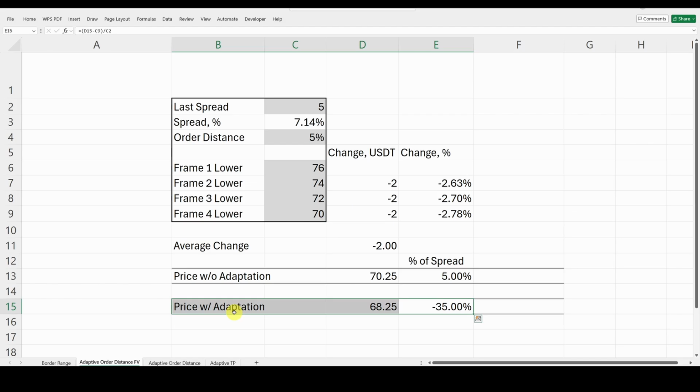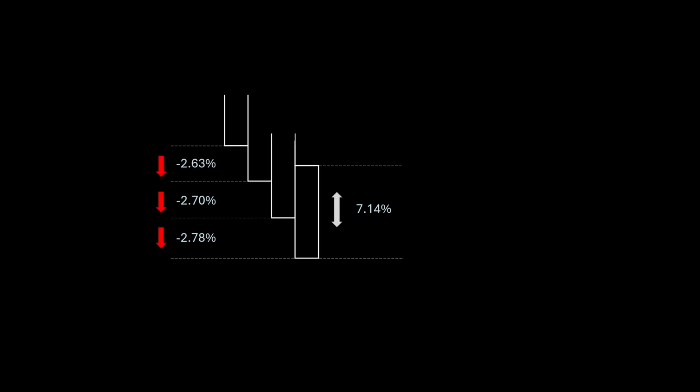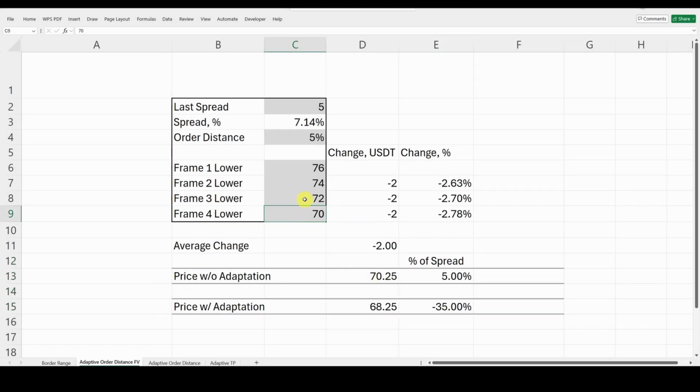Now it starts making some sense. Adaptation sees that the price has been going down, as evidenced by the negative average change. So, it places the order even lower in expectation of the trend continuing. Fine. But I still want to understand the distance as a percentage of price to make the example truly click.